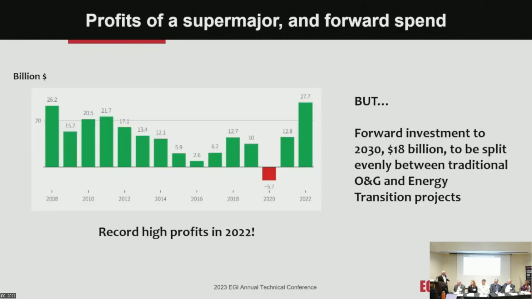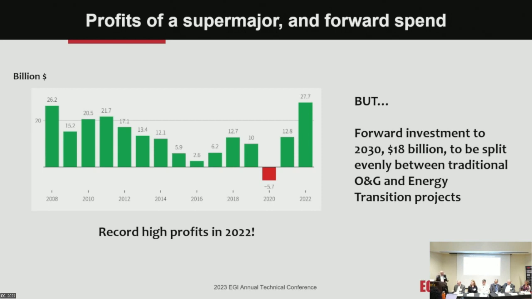I just want to make the point there that although the profit is being made entirely from legacy oil and gas production, if you look at the forward spend for this particular company, an 18 billion budget, half of that is going to be spent on energy transition projects. So all the money is coming from oil and gas, and half of the forward budget, half of 18 billion, $9 billion, is going to be spent on energy transition projects.